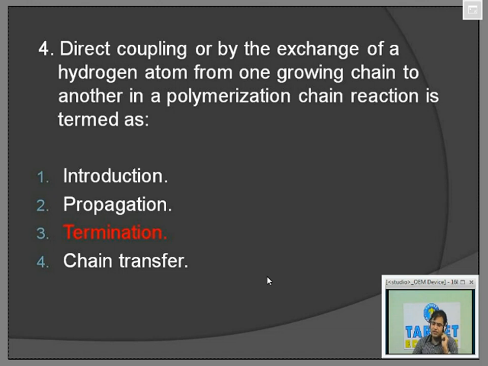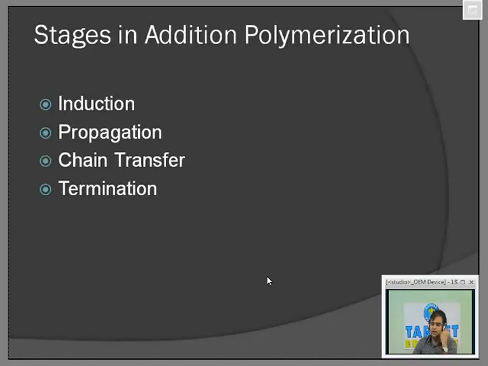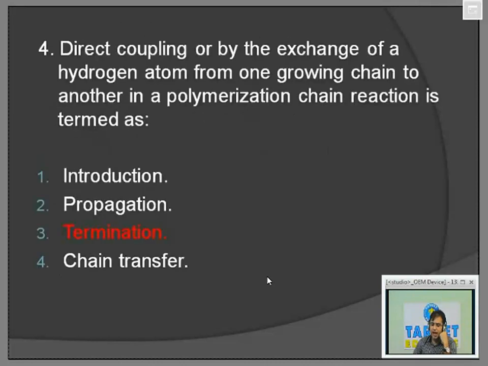So the stages involved in a polymerization reaction are initiation, propagation, chain transfer and termination. So the termination can result either from an exchange of a hydrogen atom from one growing chain to another or by direct coupling. The first option, introduction, is not a stage in polymerization. The stages are initiation, propagation, chain transfer and termination. Any doubts regarding this question? I'll move on to the next question.